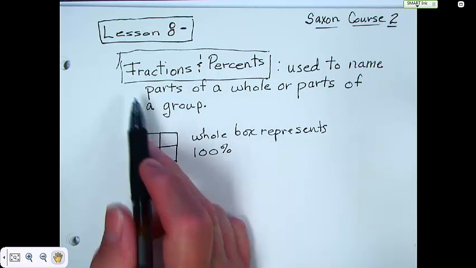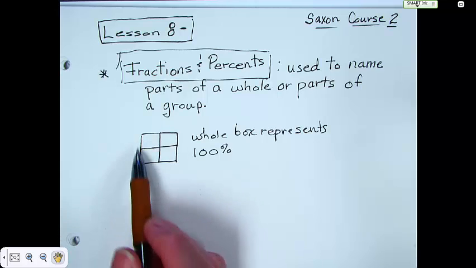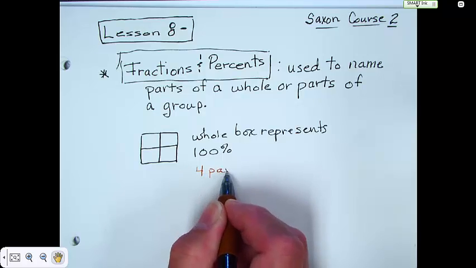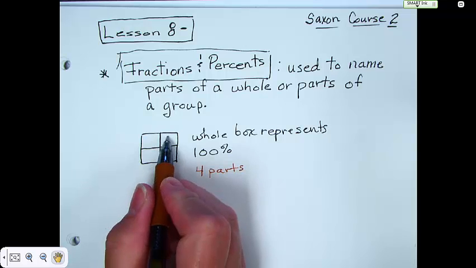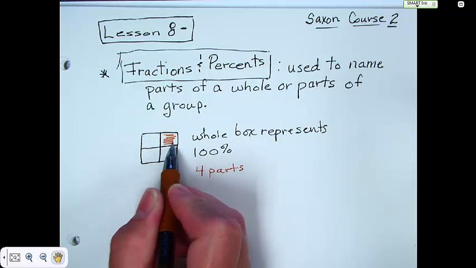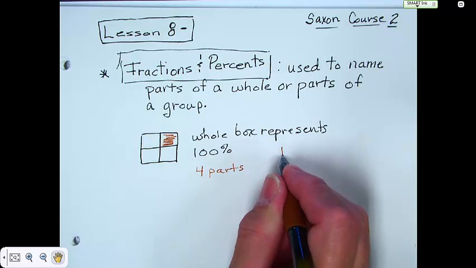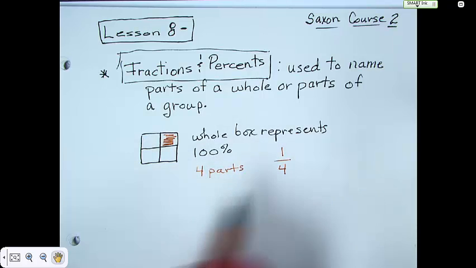As I've stated here on the paper, fractions are used to name parts of a whole or parts of a group. In the example here, I have a box that's divided into 4 parts. Okay, there are 4 parts to this whole. Hence, if I were to shade one of the 4 parts, I would be representing the fraction 1 of 4, 1 shaded to 4 parts.